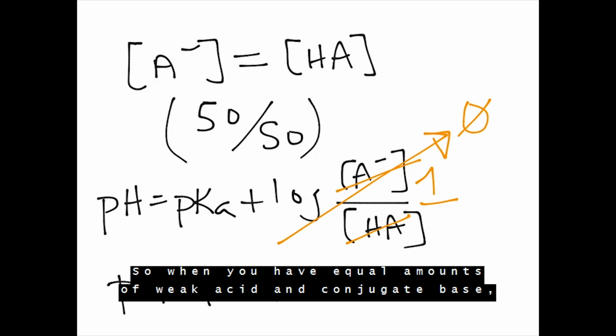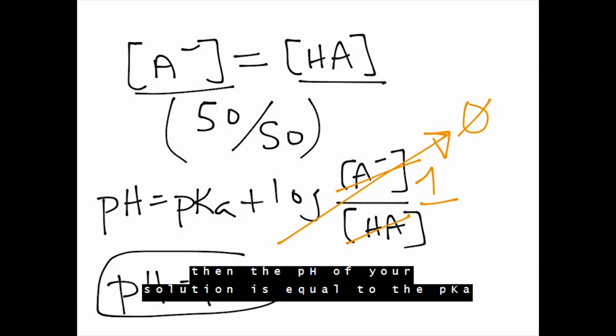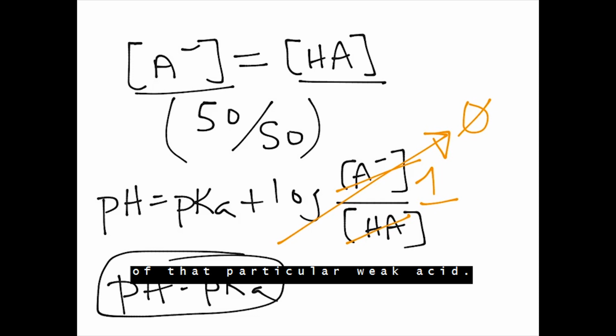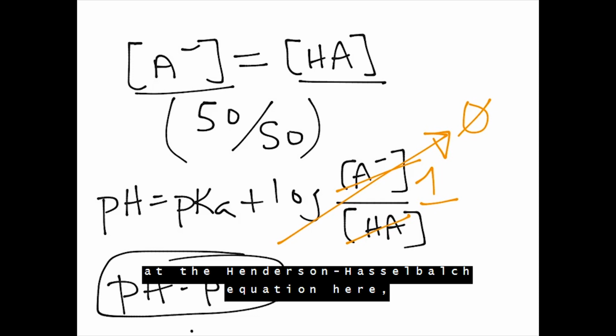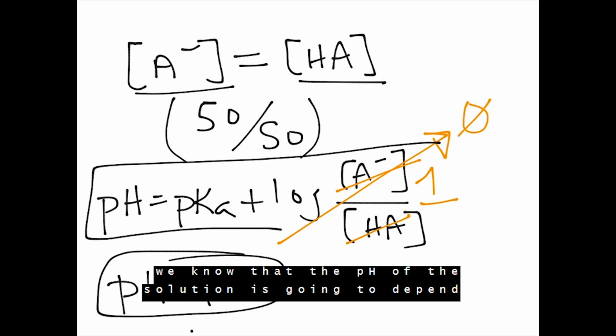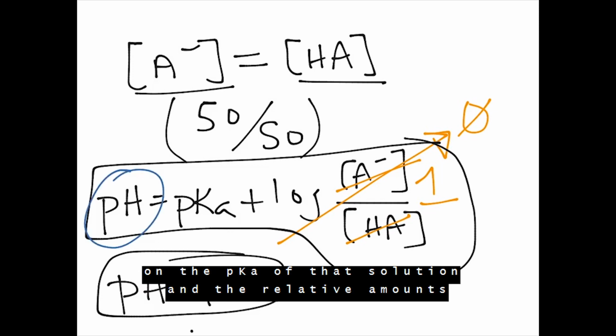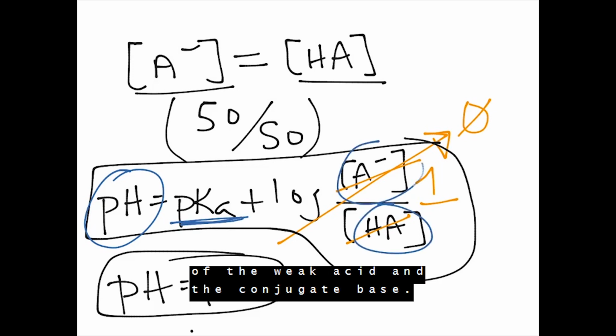So when you have equal amounts of weak acid and conjugate base, then the pH of your solution is equal to the pKa of that particular weak acid. So again, when you look at the Henderson-Hasselbalch equation, we know that the pH of the solution is going to depend on the pKa of that solution and the relative amounts of the weak acid and the conjugate base.